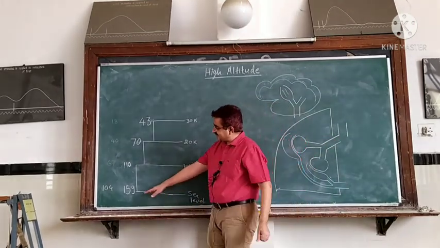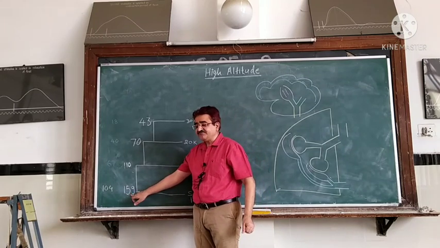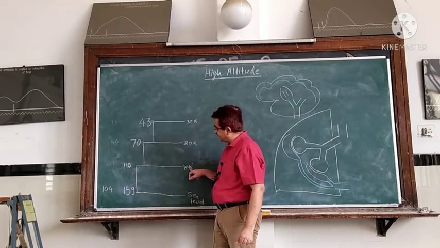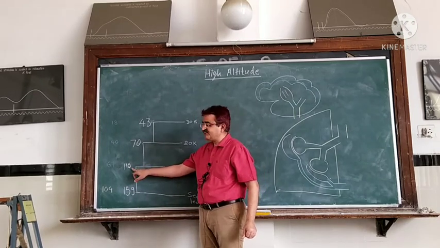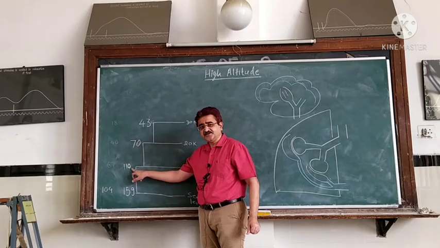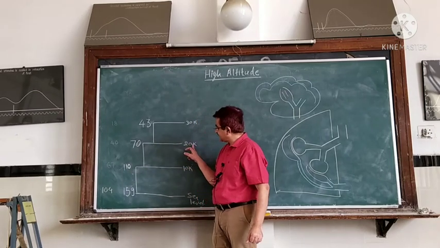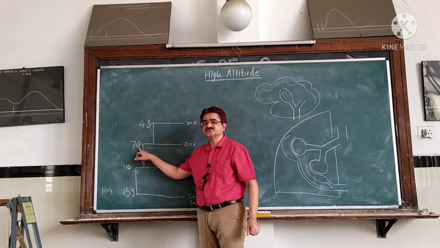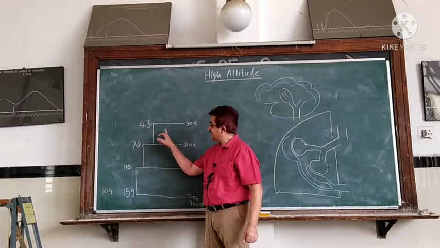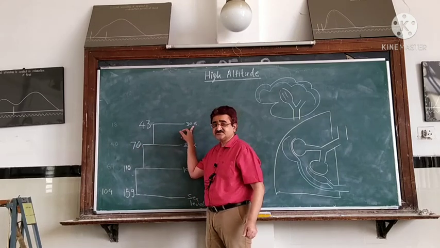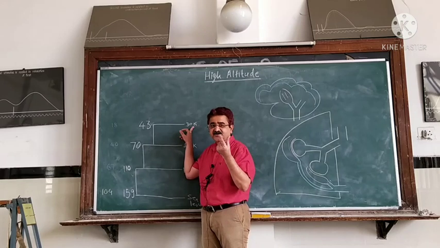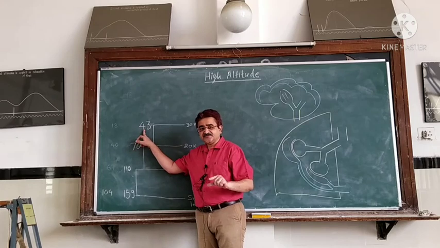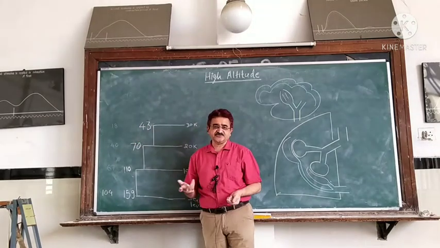At sea level, the partial pressure of oxygen is 159 millimeter of mercury. Then at the height of 10,000 feet, the partial pressure of O2 falls to 110 millimeter of mercury. Then at the height of 20,000 feet, the partial pressure of O2 in the air falls to 70 millimeter of mercury. Then at the height of 30,000 feet, which is slightly more than the height of Mount Everest, the partial pressure of O2 in that atmosphere is 43 millimeter of mercury.